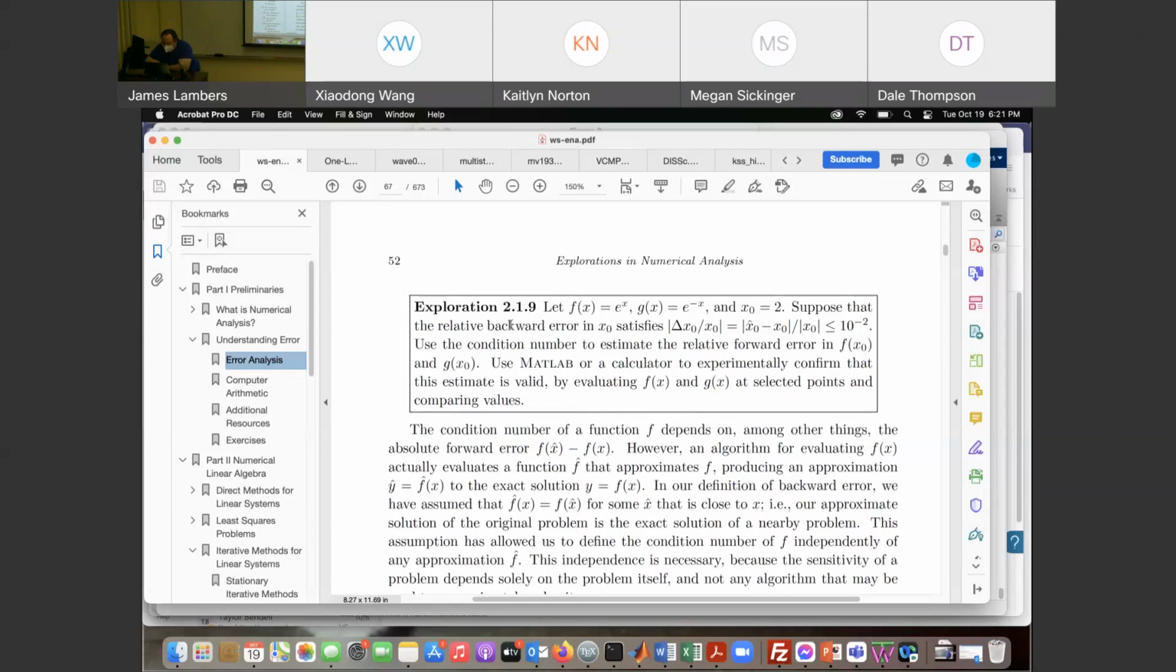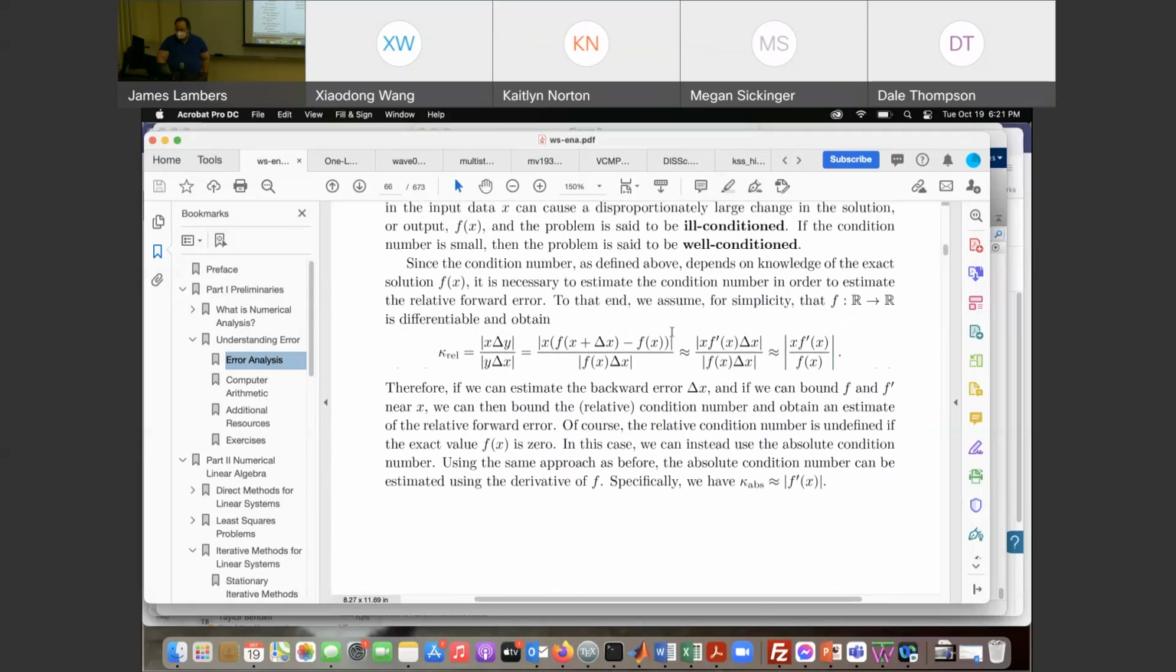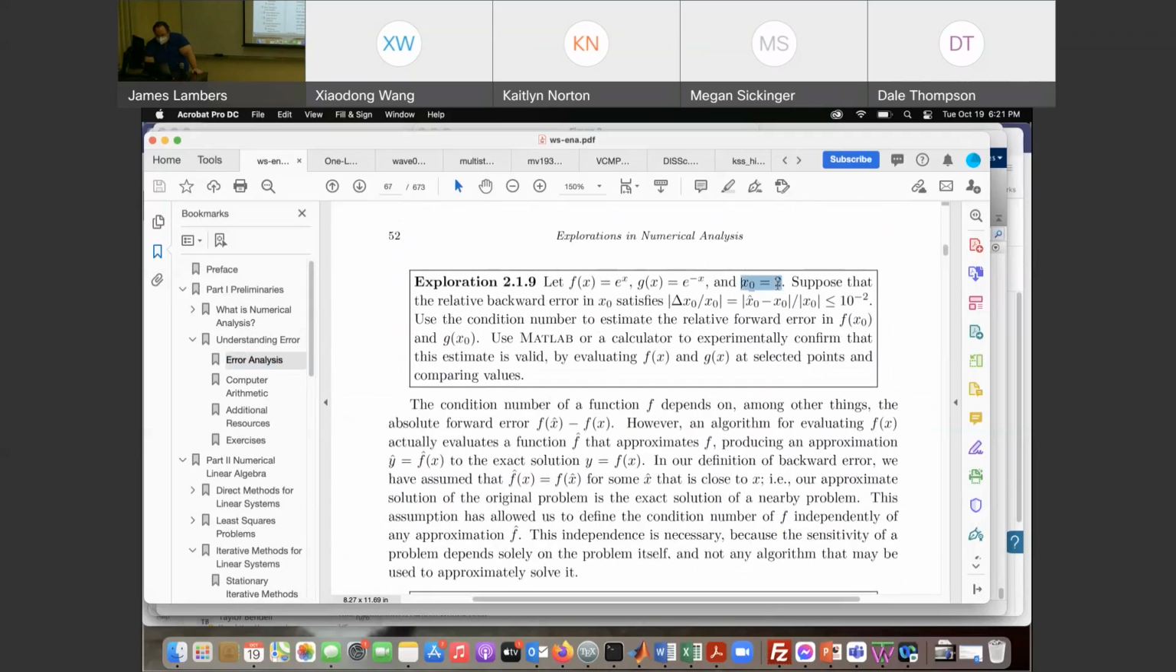So we're doing relative error. All right, so you're given relative backward error, 10 to the minus 2. And the goal is to get an estimate of relative forward error. So for that, you would use the relative condition number. And so the way to estimate the relative condition number is from this. So you would use this with each function at a specified point to get the condition number. So from there, that'll give you your relative forward error estimate. So that's the first part. You do this for both F and G.